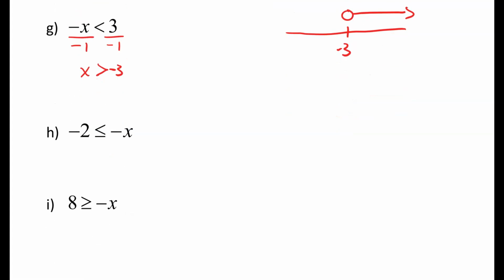Now we have h, and we have negative 2 is less than or equal to negative x. So again, you have to get rid of that x. You have 8 is greater than or equal to negative x. And again, you have to get rid of that negative on that x, so divide by negative 1.